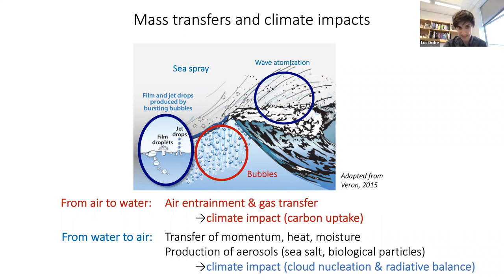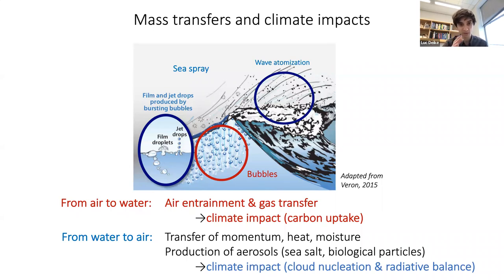of today. And this has a very large impact on atmospheric processes as the droplets dry. They leave sea salt, they leave biological particles that can serve as cloud condensation nuclei that can affect the radiative balance. So it's really an important component of these air-sea processes.